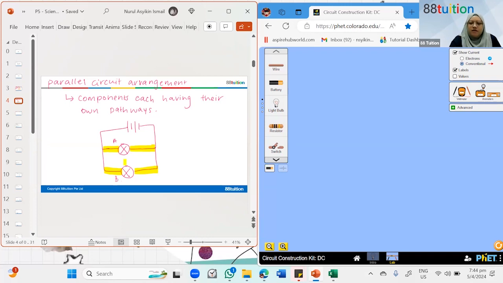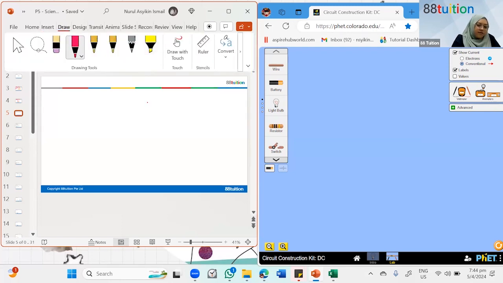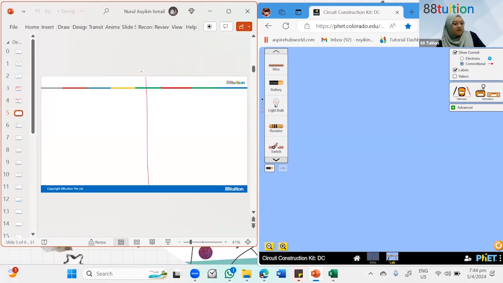Okay, so let's go on and create another page down here to talk about the trends, the patterns that we will see if we change the series and parallel for bulb and battery. Okay, so I will divide the page into two, like this. Okay, and then I will put here, this is for bulbs. This is for battery.